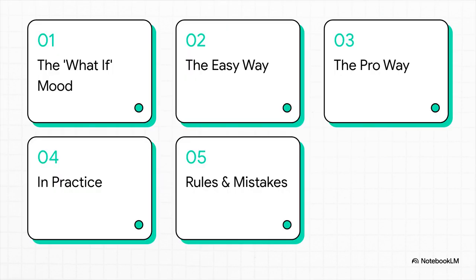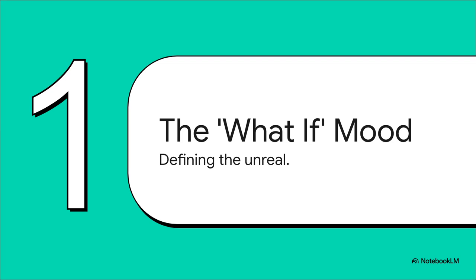So here's our game plan. First, we'll figure out what this what-if mood even is. Then we'll cover the two ways to build it, the super easy way you'll use all the time, and the pro way. After that, we'll see it in action and wrap up with the big rules and common mistakes to watch out for. All right, let's dive right in.